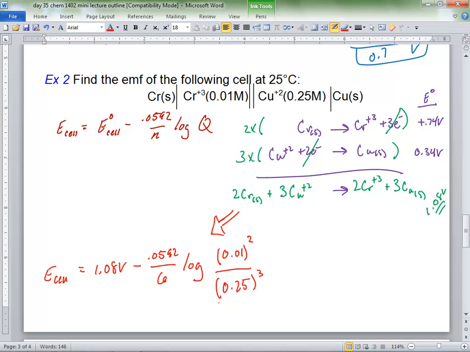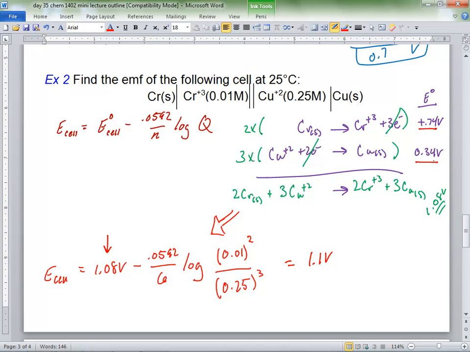Did anybody get an answer? 1.1 volts. Anybody else get 1.1? 2 people got it, so it's got to be right. Jacqueline, did you get it? I got 1.09. 1.1 volts. How did you get the E-cell? Can you tell me the number you used for E0, for 1.08? I looked up 0.74 and 0.34.